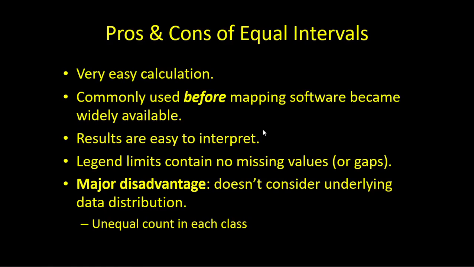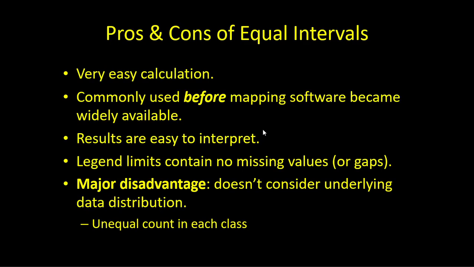It was simple to do. The results are fairly easy to interpret. And the legend, one of the things, it does not contain any missing values. I got an example of this. The book shows an example of a different classification scheme in which it does create these gaps in the legend. I'll show you what I mean here in a minute.